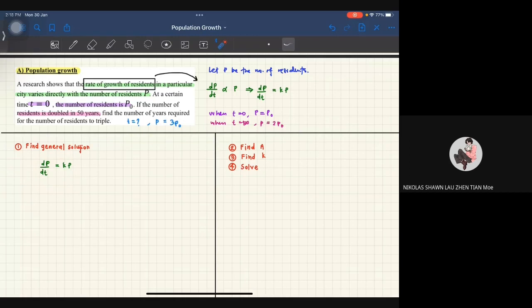Kok enggak ada yang reply? Boleh dengar tak suara saya? Okay, so this one, Allah, padam.